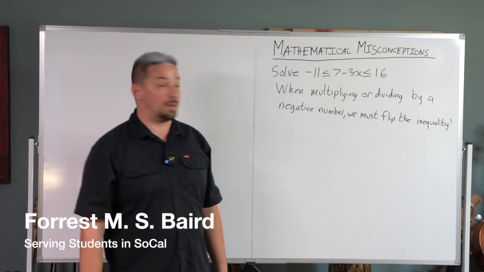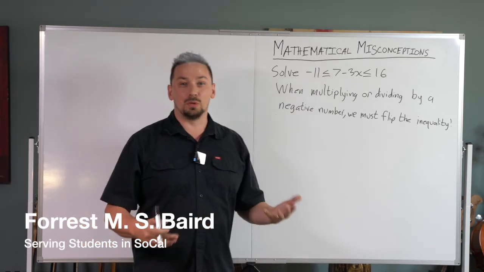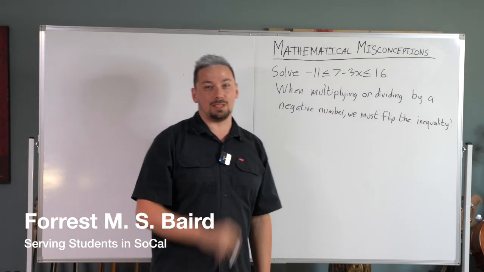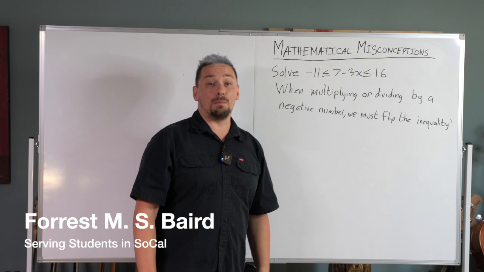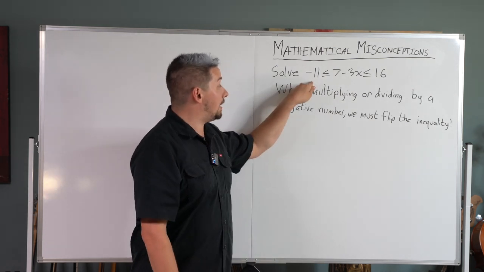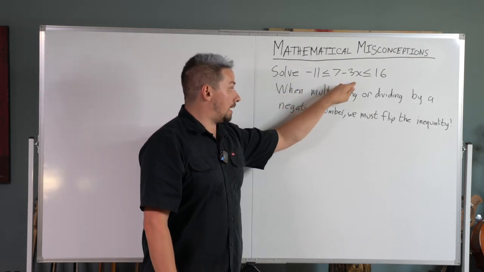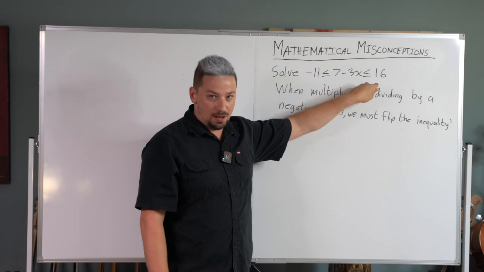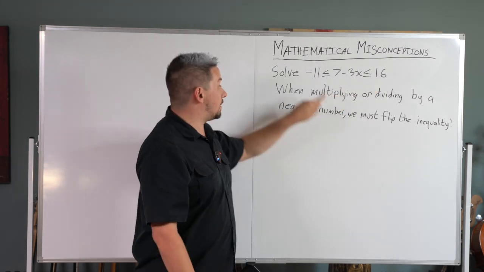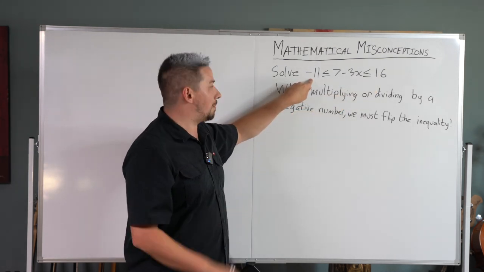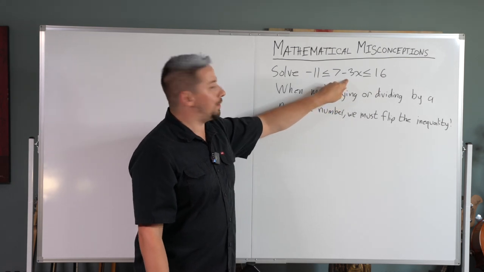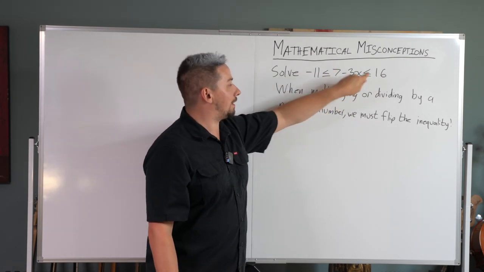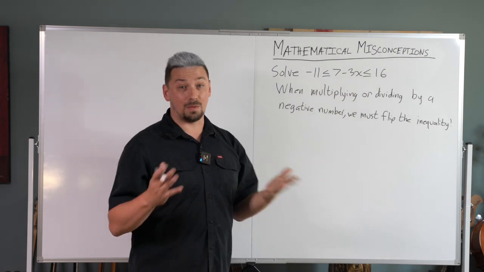Today we're going to be taking a look at inequalities and some of the rules that we have to follow, and one of the biggest misconceptions that I see with students all across the board. So let's say we have this compound inequality where we have negative 11 is less than or equal to 7 minus 3x, which is less than or equal to 16. So far, this looks good because negative 11 is the smaller number and 16 is the larger number. And if we were just to bypass the middle, we find that negative 11 is in fact less than or equal to 16. So far, so good.